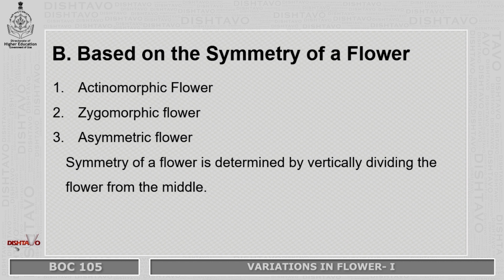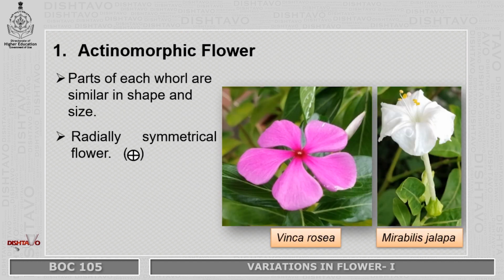The calyx, corolla and androecium are absent. The flowers are also classified based on the symmetry. There are 3 types of flowers: actinomorphic flower, zygomorphic flower and asymmetric flower. Symmetry of a flower is determined by vertically dividing the flower from the middle. Let us study about the actinomorphic flower.